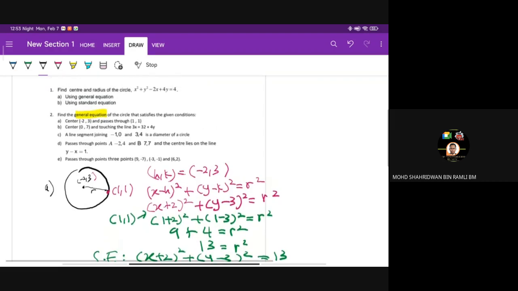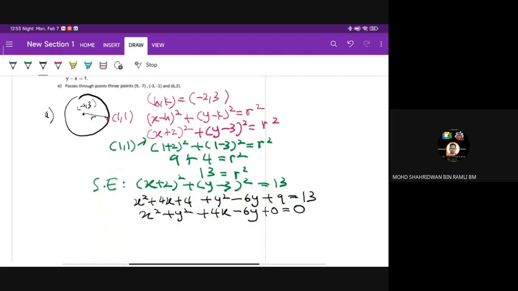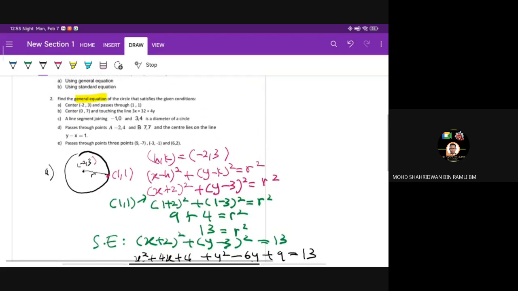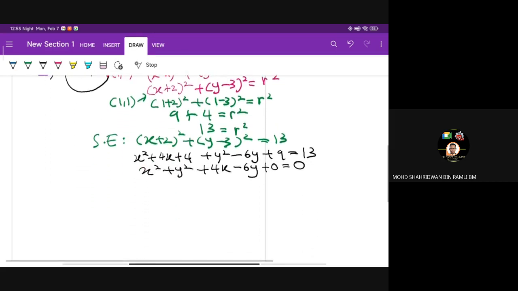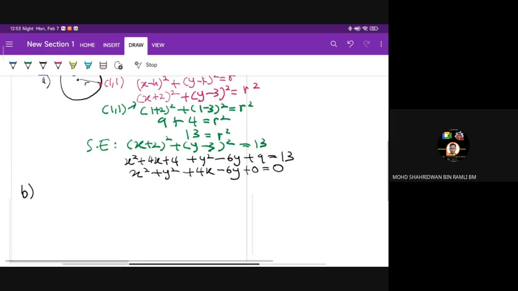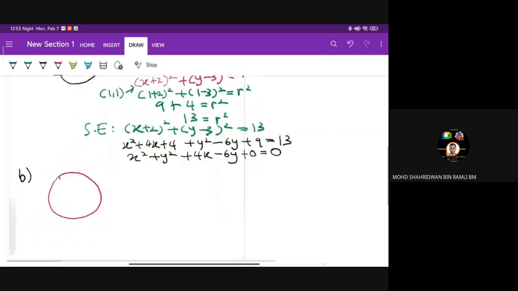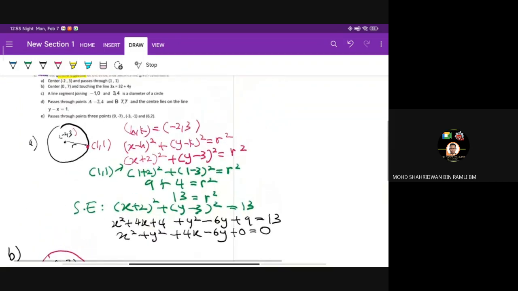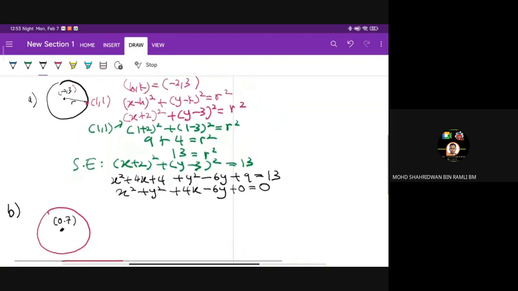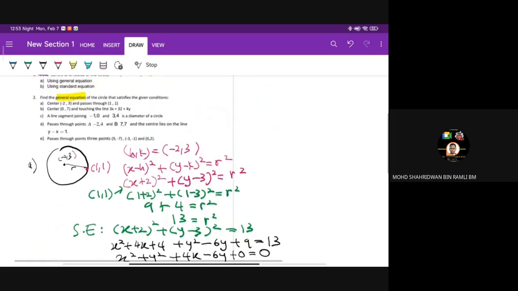Because we already have our general equation here, we go to part B. The center is (0, 7) and the circle touches the line 3x = 32 + 4y. From this, what are you going to do? First we sketch the diagram. The center is (0, 7), and the circle touches the line, so the line is tangent to the circle.